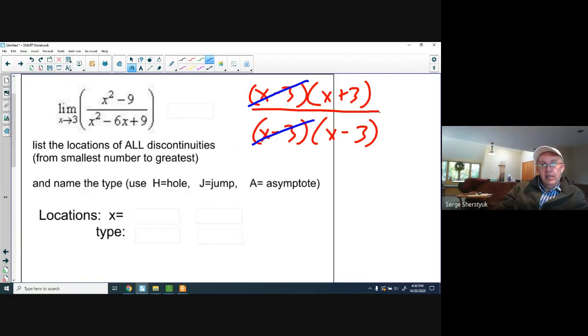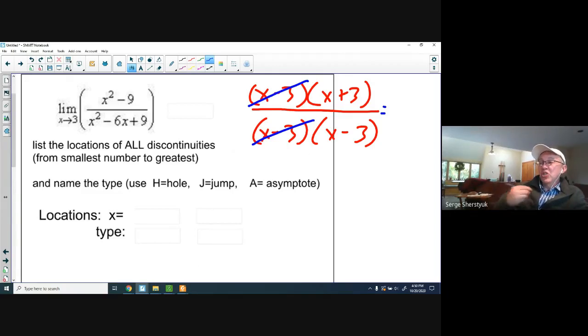Okay, now what? I see the answer. Now what? Were you able to cancel out the discontinuity? No, the problem is I have two at the same location. It's really parentheses being squared, so I cancel one of them, but the other one's still giving us a problem.